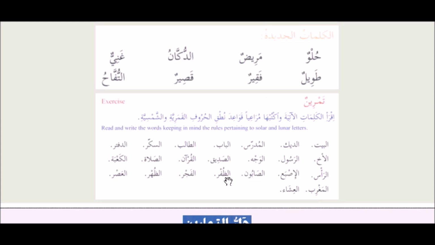Al-Sabun, the soap. Al-Zufaru, the fingernail. Al-Fajru, Fajr. Al-Zuhru, Zuhr. Al-Asru, Al-Maghribu, Al-Ishau.